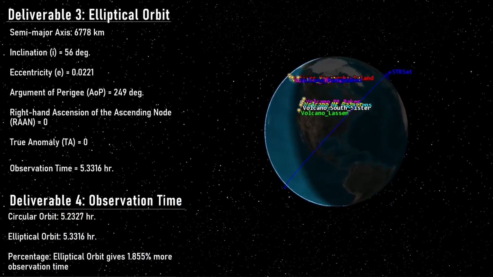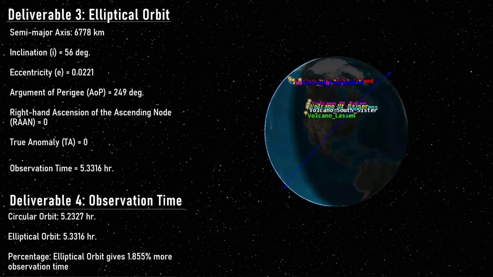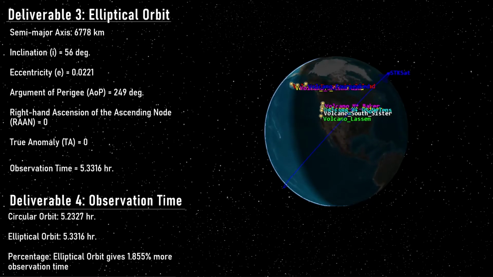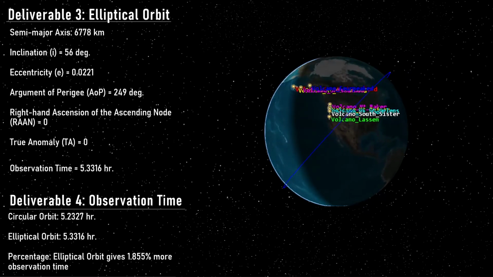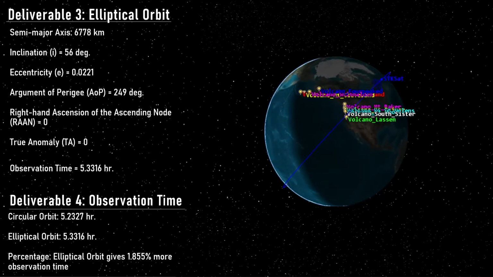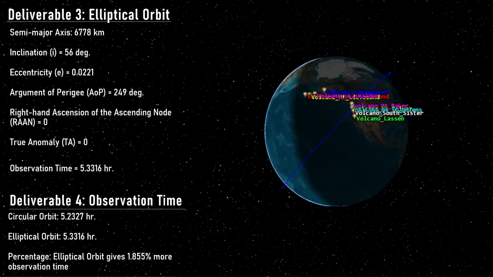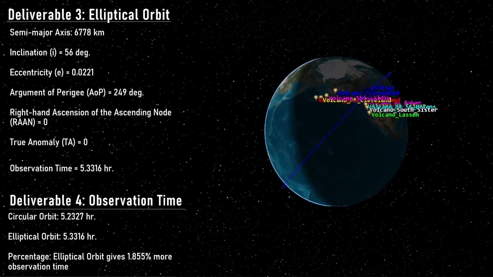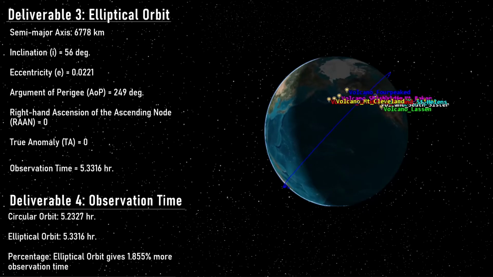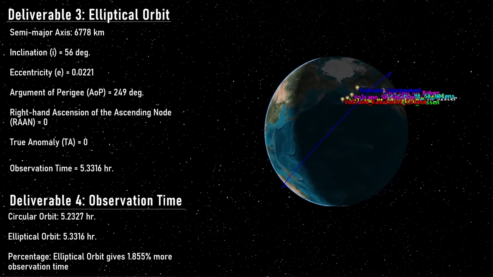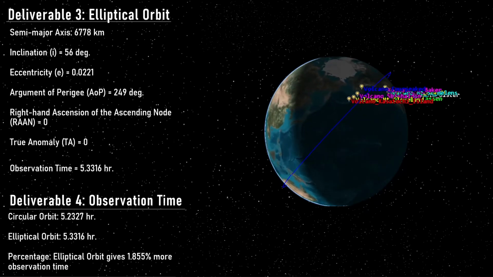For deliverable 3, we are testing an elliptical orbit for STK-SAT. With the provided MATLAB code, it was determined that the optimal elliptical orbit was provided by a semi-major axis of 6,778 kilometers, which was found using the semi-major axis equation listed in the equation slide. With an inclination of 56 degrees at an eccentricity of 0.0221, an argument of perigee of 249 degrees, RAAN of 0, and true anomaly of 0, this orbit allowed STK-SAT a total observation time of 5.33 hours.